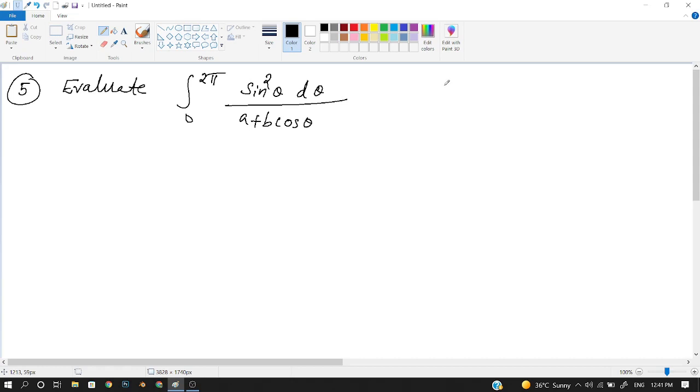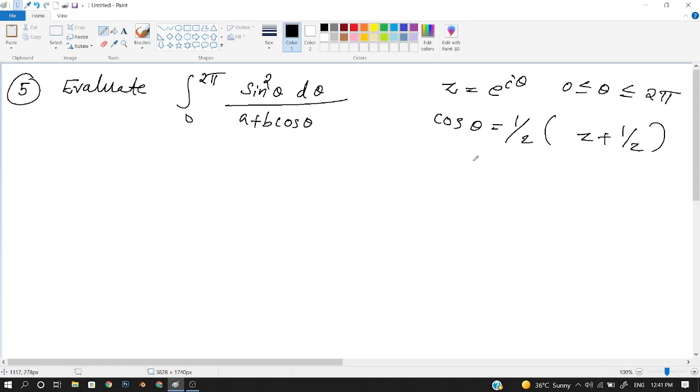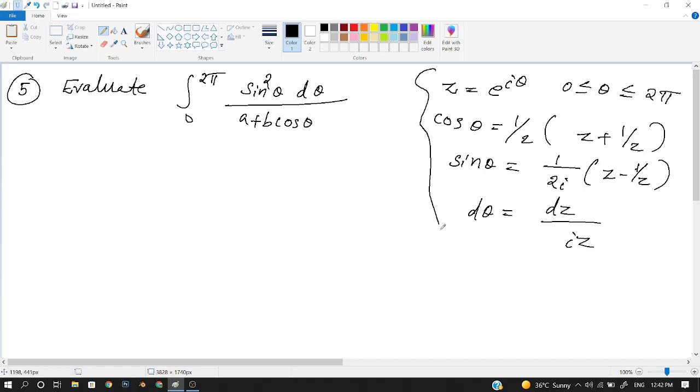Here we have to use the substitution z equal to e raised to i theta, 0 less than or equal to theta less than or equal to 2 pi, cos theta equal to 1 by 2 into z plus 1 by z, sin theta equal to 1 by 2i into z minus 1 by z, and d theta equal to dz divided by iz. So these are the substitutions we used here.